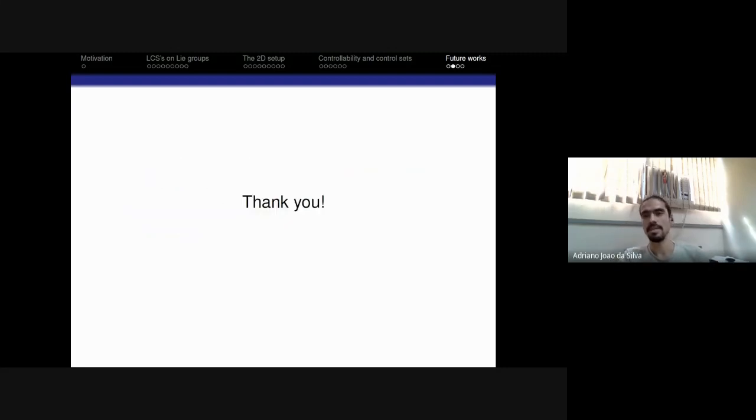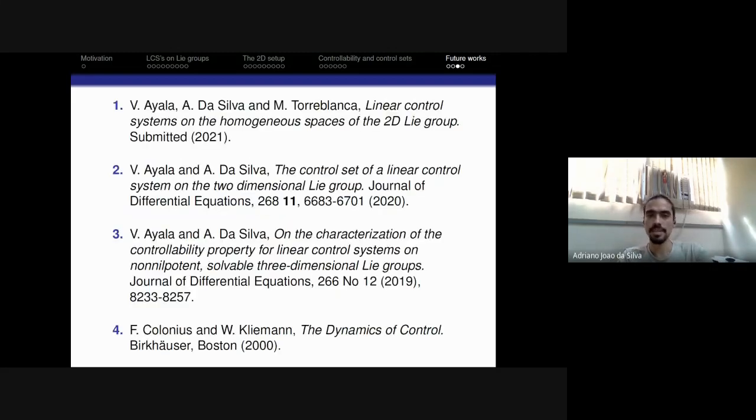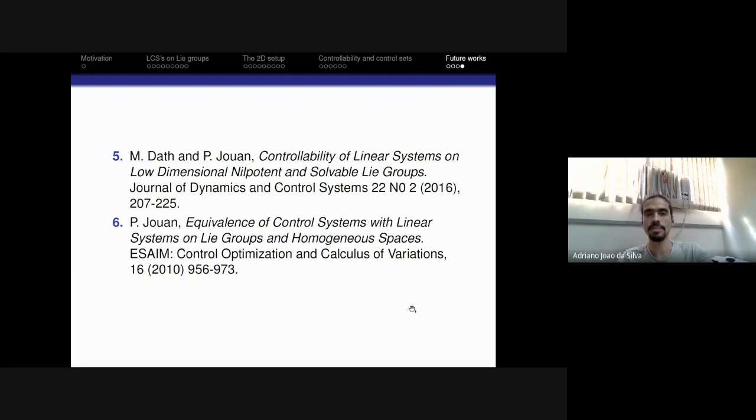Okay, so I think that's it. Here are some references that we used, some papers on low dimensional systems, some classical books from Colonius and Kliemann, and some papers of Professor San Martin.